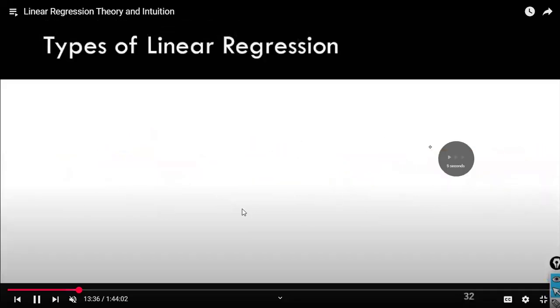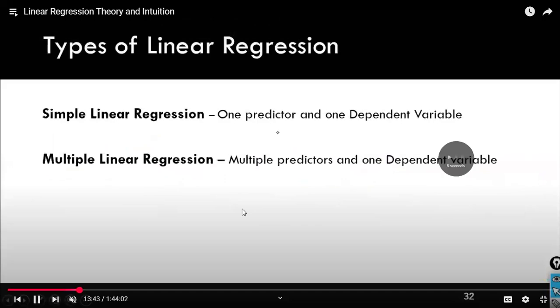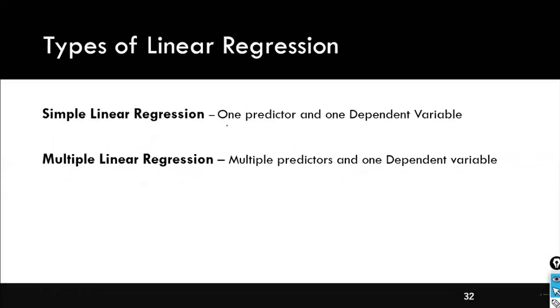Okay, there are two types of linear regression: simple linear regression and multiple linear regression. As part of supervised machine learning, there are two types of problems we can solve. One is regression problem and the other is classification problem. For regression problems we can use linear regression, but within linear regression itself we have two types of regression available.